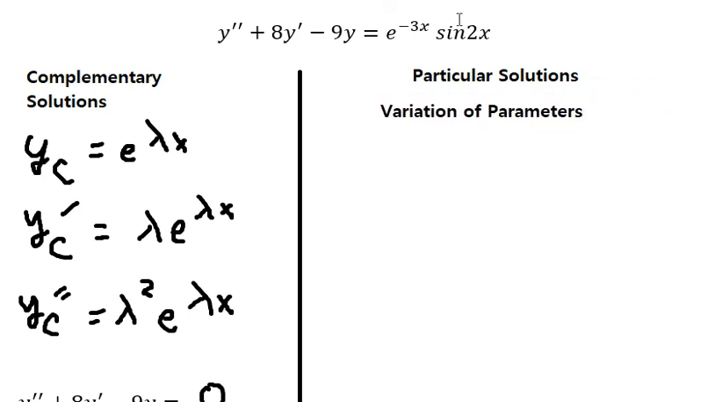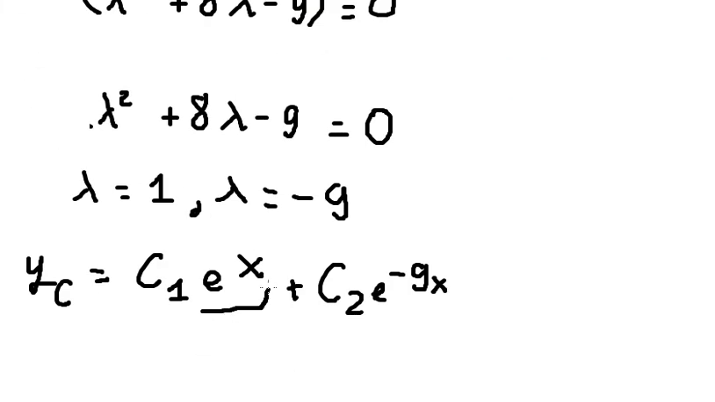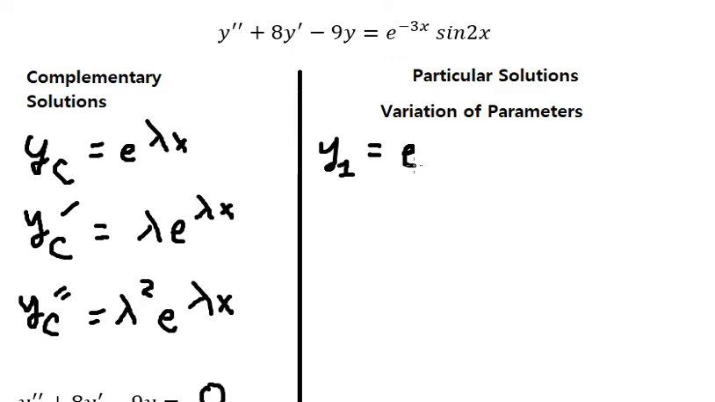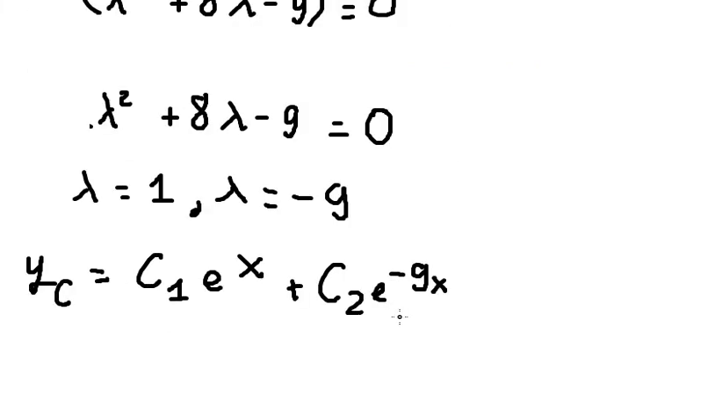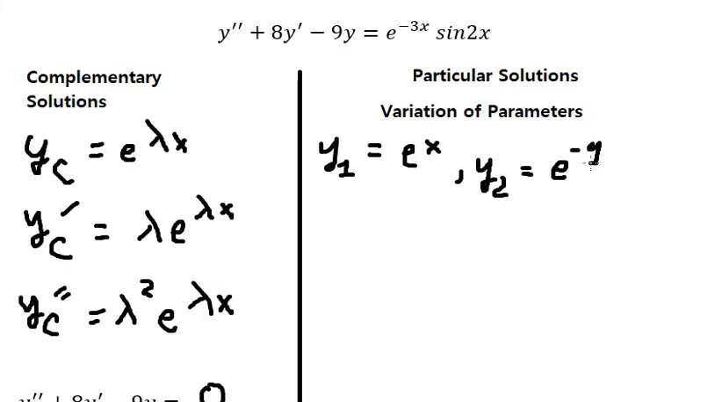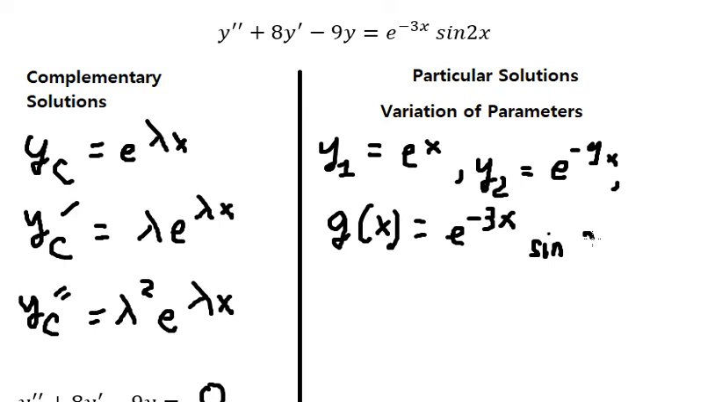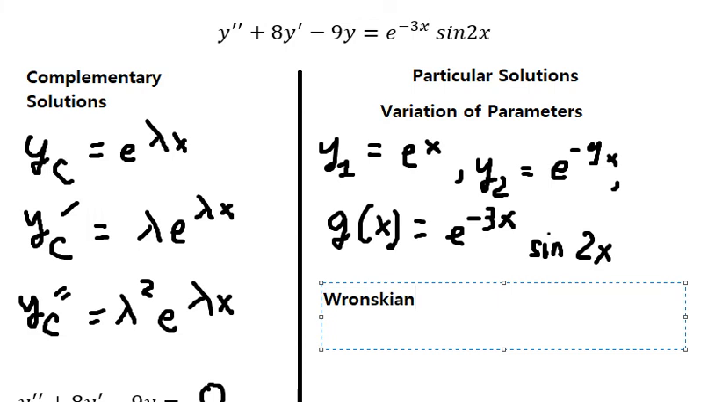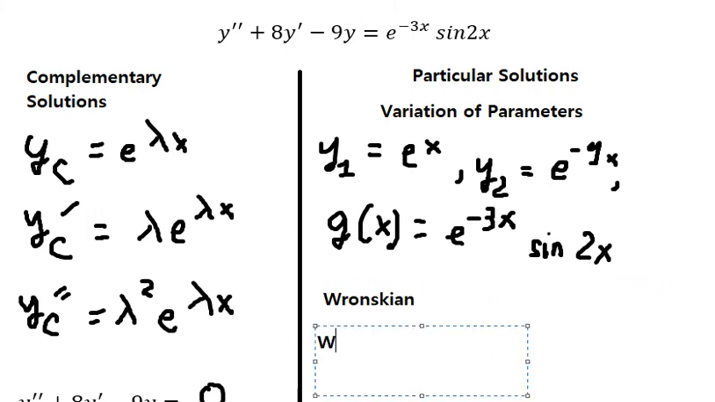So for this one, I will put y number 1, that is e to the power of s. Y number 2, that is e to the power of negative 9s. And g of s is this one. So we need to use the Wronskian. So that should be W between y number 1 and y number 2.